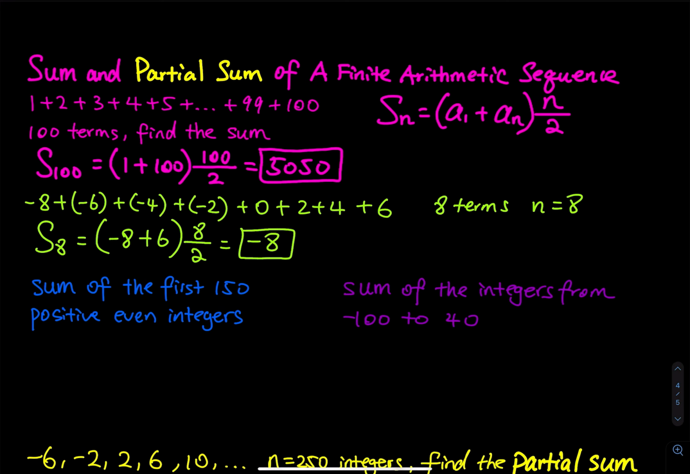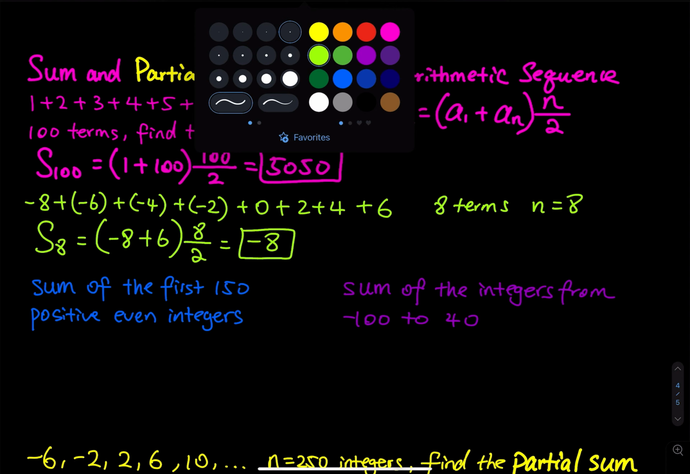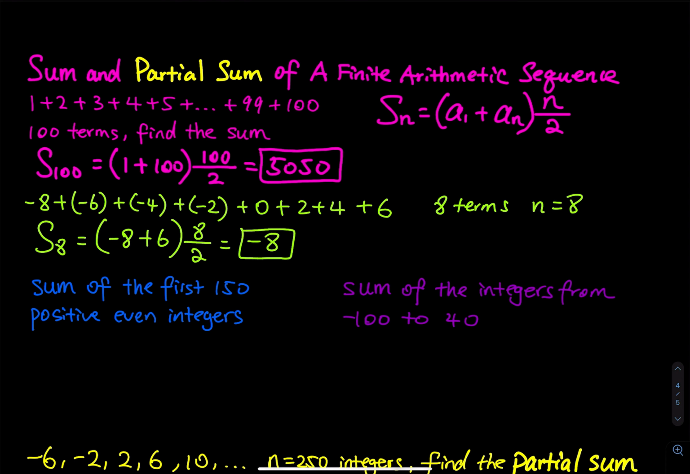All right, so moving on to something more difficult: the sum of the first 150 positive even integers. Now, 150 positive even integers. Okay, so let's write the sum out. What is the first positive even integer? So it's the first 150 positive even integers. The first positive even integer is 2, right?